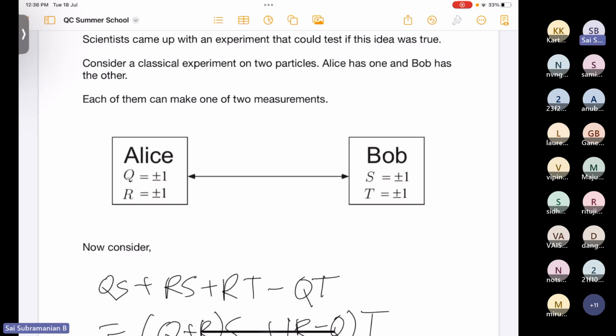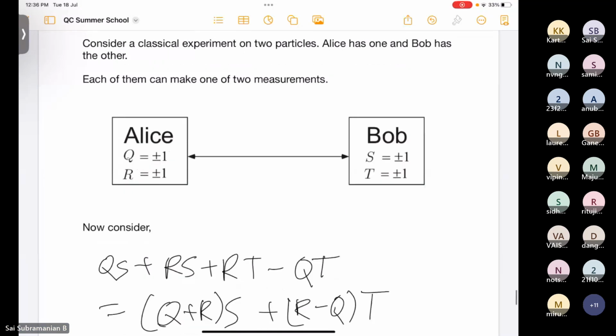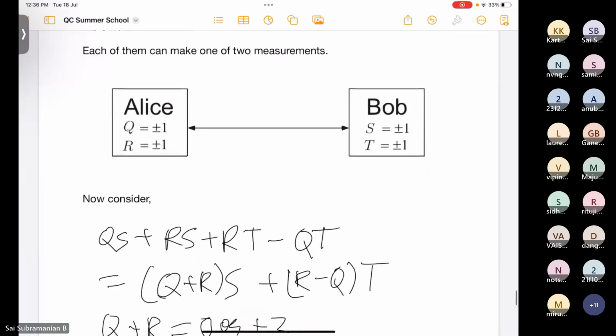If Alice measures Q, she can get either plus 1 or minus 1. If Alice measures R, she can get either plus 1 or minus 1. If Bob measures S, similarly, he can get plus 1 or minus 1. If Bob measures T, he can get plus 1 or minus 1. Both of them randomly flip a coin to decide which measurement they are going to make. Okay, this is all classical. Now consider QS, which is the product of the value you get for Q and the value you get for S, plus RS plus RT minus QT.